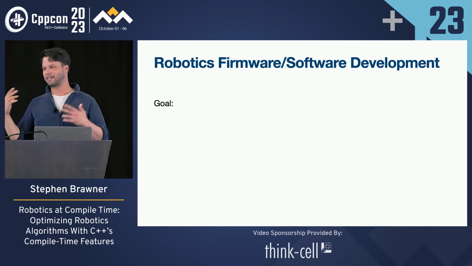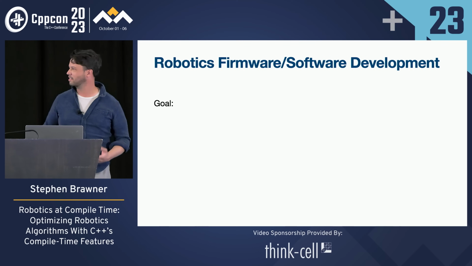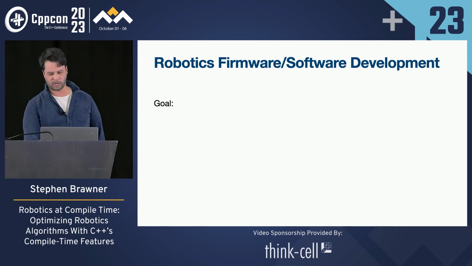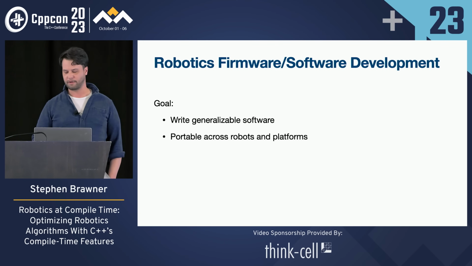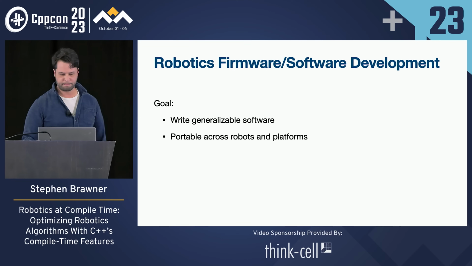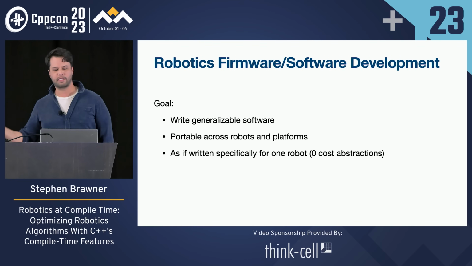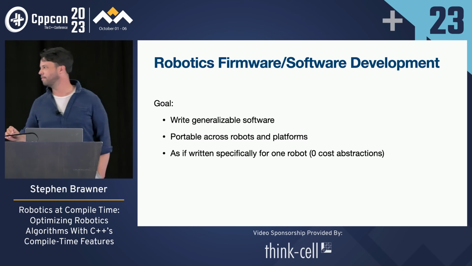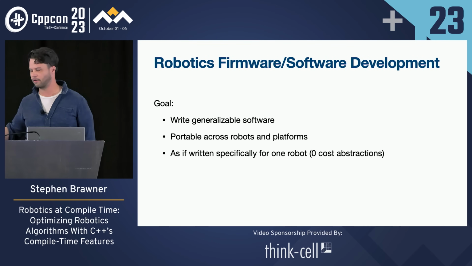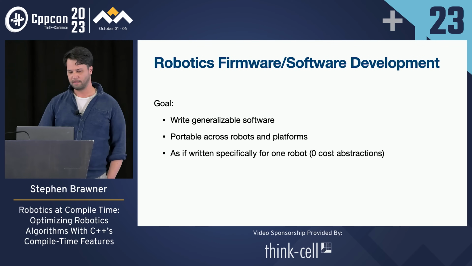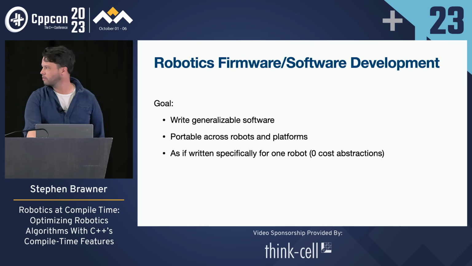So the goal when I approach writing code like this is to write generalizable software that could be used across many different robots and platforms, but is as if written specifically for any one individual robot. The zero cost abstractions that I hear a lot around this conference, I think this is a great use case.